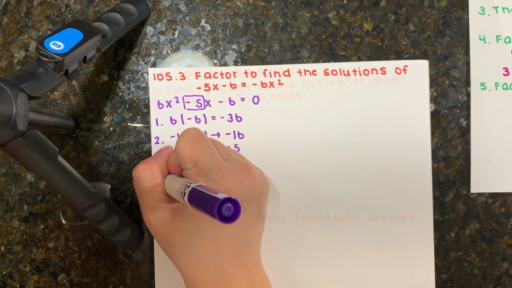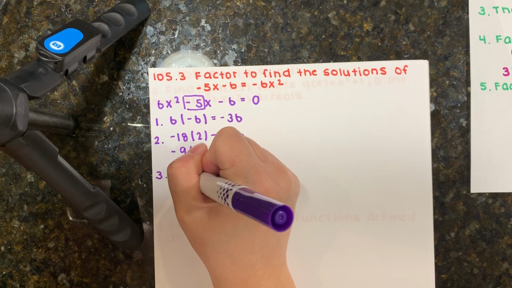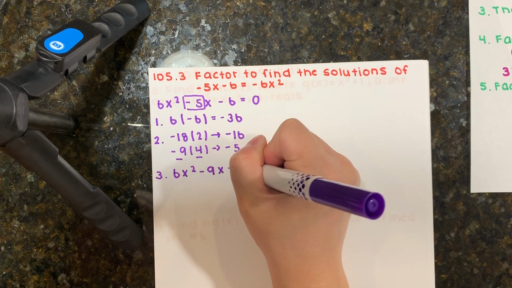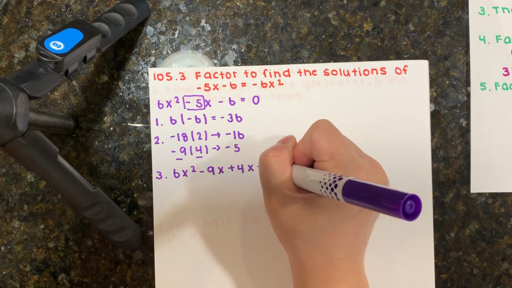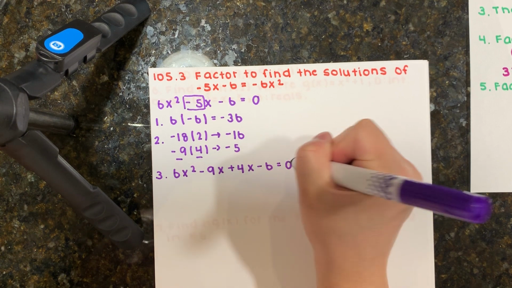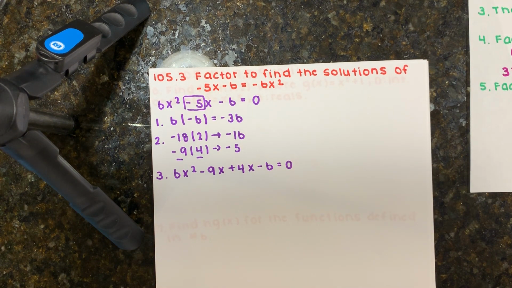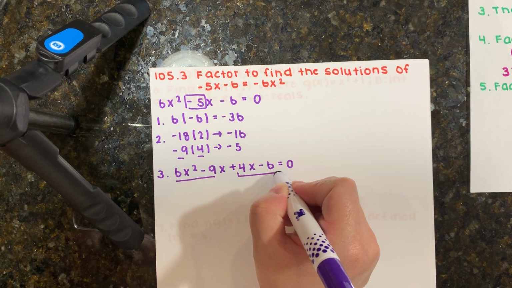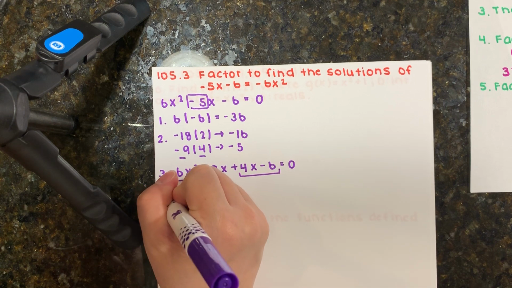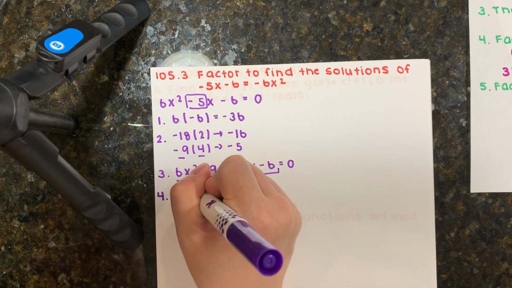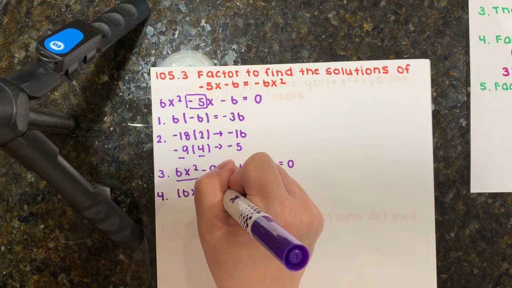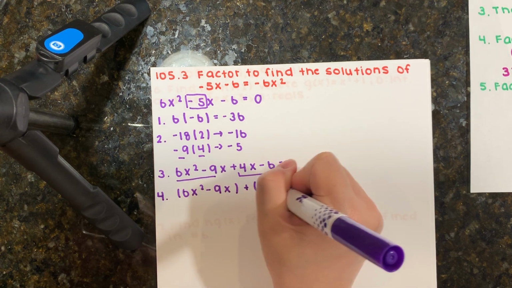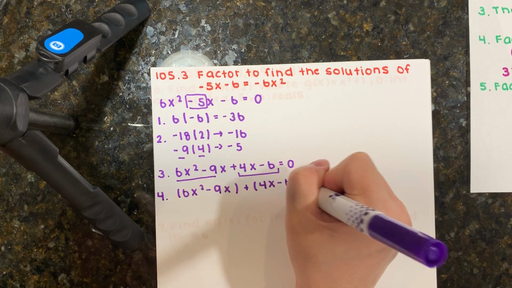So step number 3 is to rewrite that as 6x squared minus 9x plus 4x and then minus 6 equals 0. And now you're going to separate it. So these two are going to become a pair, and then these two are going to become a pair. So in parentheses, I'd have 6x squared minus 9x, and then plus, in parentheses, 4x minus 6.